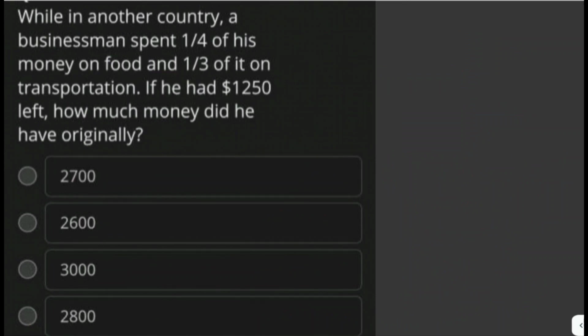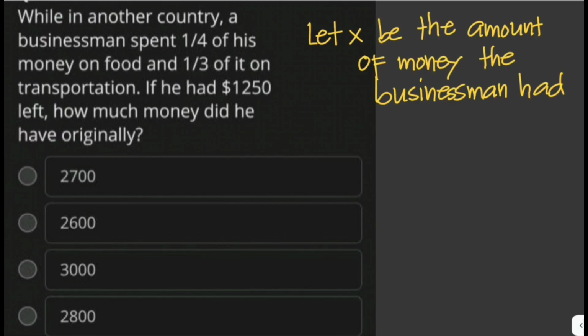While in another country, a businessman spent 1/4 of his money on food and 1/3 of it on transportation. If he had $1,250 left, how much money did he have originally? So we don't know how much the businessman had originally, so we let X be the amount of money the businessman had.